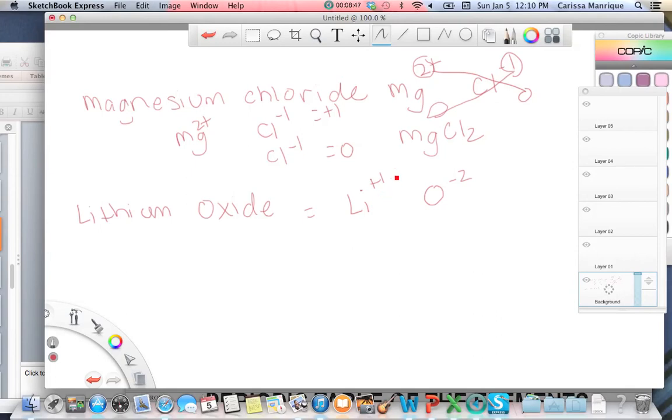Okay, so which number is higher? Oxygen. So that means it's going to take more lithium. How many lithiums do we need? 2, right? We need 2 charges to neutralize this 2 charge. So again, the shortcut would be crossing it down. The 1 will go right here, the 2 will go right here. So it's going to take 2 lithiums to neutralize 1 oxygen because the lithium has a +1 charge. Let's look at aluminum oxide.